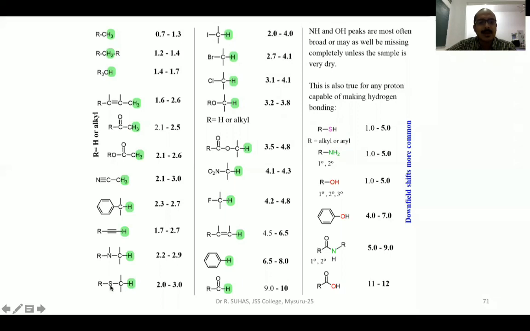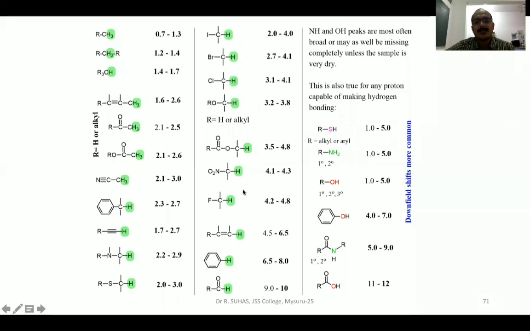This is proton attached, not directly attached to sulfur, but proton attached to carbon. The carbon in turn is attached to sulfur. We can call it as sulfides, whose value falls between 2 to 3. And these are some of the halogens. Hydrogen attached to carbon containing iodo 2.4, bromo 2.7 to 4.1, chloro it is 3.1 to 4.1.